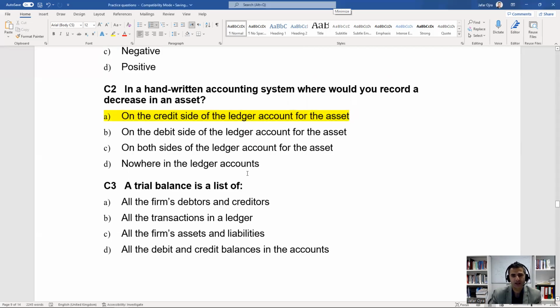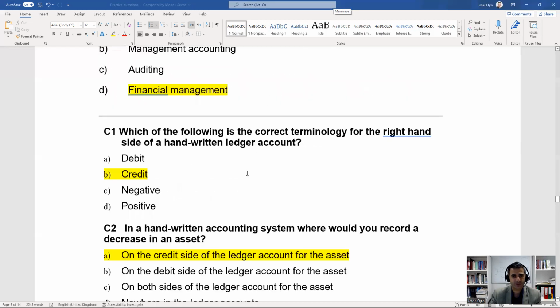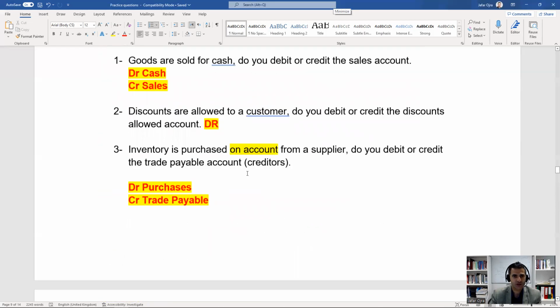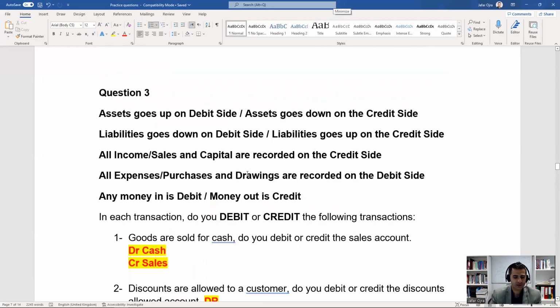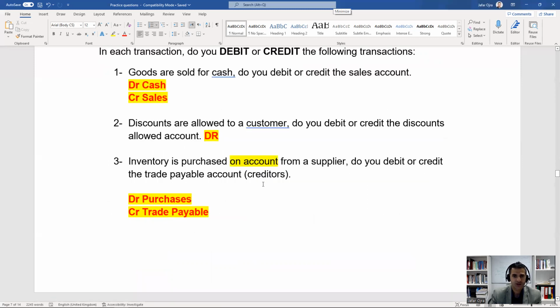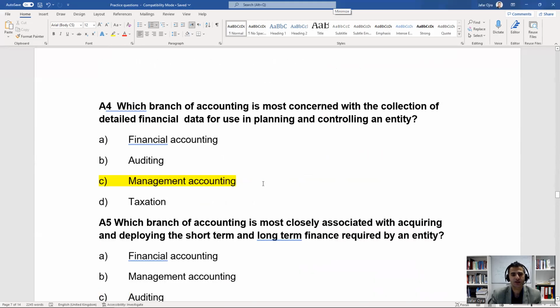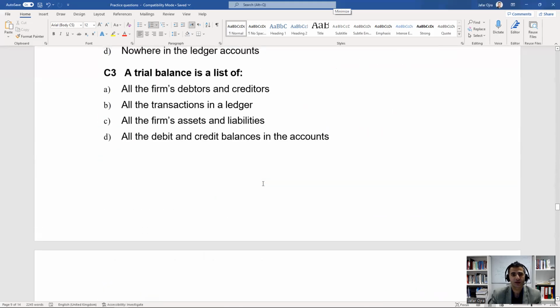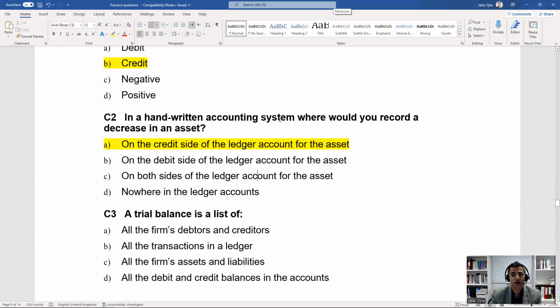If you go back, do you remember the one I showed you guys? These accounting rules: assets go down on the credit side and assets go up on the debit side. So the question asks where you would record a decrease in an asset. That will be on the credit side of the ledger account. So the answer is A.